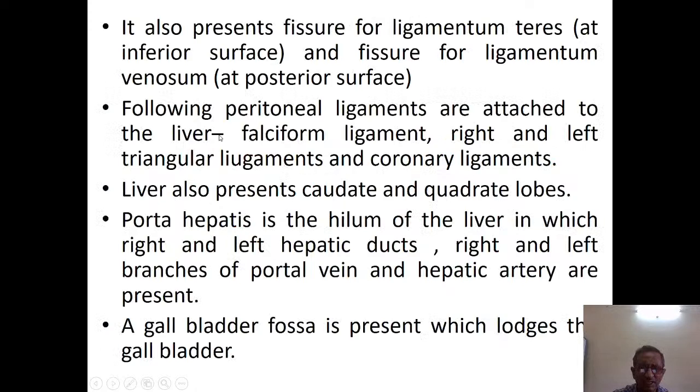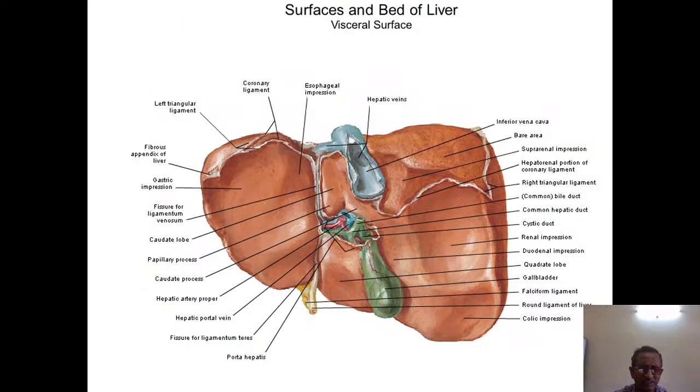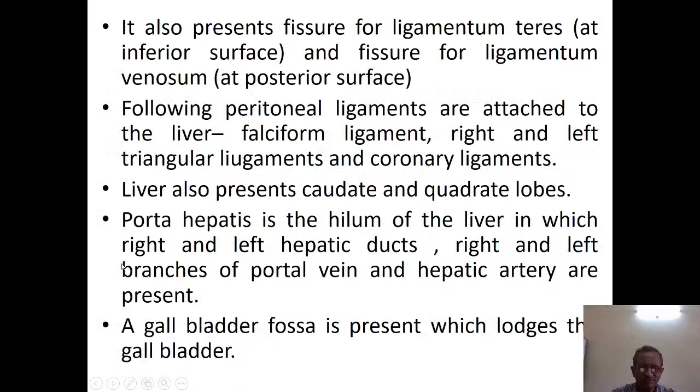So like that, actually here we can see. Here this is the gastric impression, and this is the impression of the esophagus. This is the impression of the duodenum, and then of course you are seeing the renal impression, suprarenal impression. Here the colic impression. All these things can be seen in the posterior inferior aspect of the liver or visceral surface of the liver.